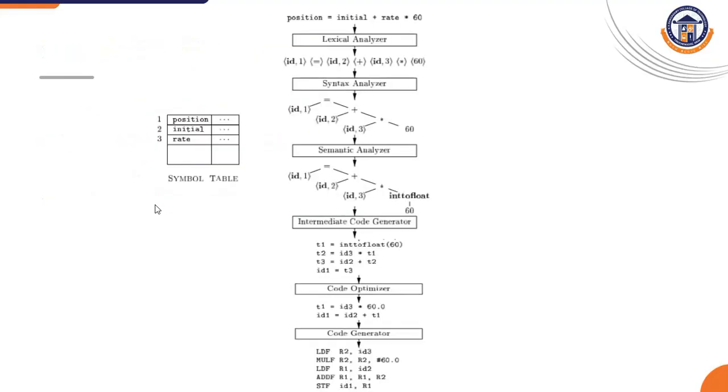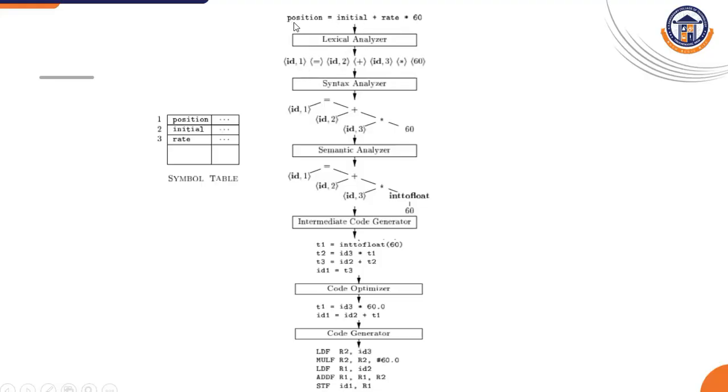So this diagram shows us all the phases of the compiler. Let us take one example statement: position = initial + rate * 60. This is one programming language statement. How is this statement compiled through the different phases of the compiler? This statement is initially given to the lexical analyzer. The lexical analyzer converts this programming statement into a sequence of tokens.